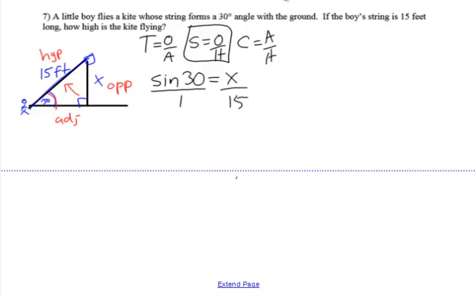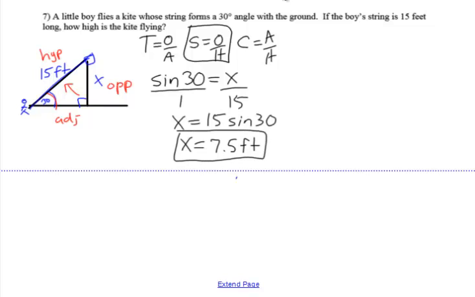Oh, we like these ones. They're set up nice. So we use our cross products. We get x equals 15 times the sine of 30, making sure that we're in the right mode, but we can just go ahead and punch this in, and we get 7.5 feet. Okay. Let's go fly a kite up where the air is bright. He's going to need a longer string if that boy's going to get that kite up where the air is bright.